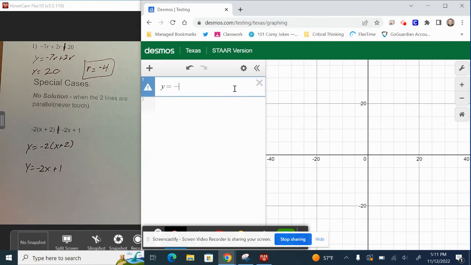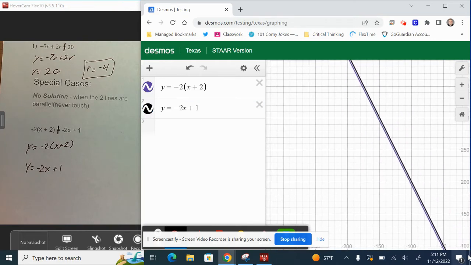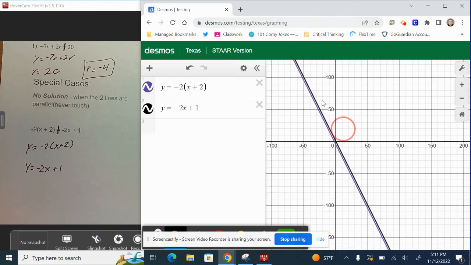Y equals negative 2, parentheses, x plus 2. That gives us 1 line. Now do y equals negative 2x plus 1. So we look. Here's our purple and black line. No matter how far I zoom, no matter how much I move, these lines never touch.